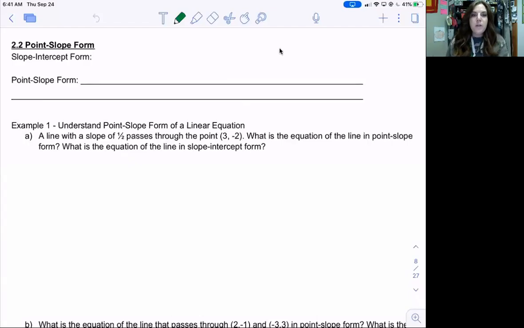Okay, so now we're going to look at our second form of linear equations, and that is point-slope form. So first, let's review slope-intercept form. Remember that was the equation y equals mx plus b, where m is the slope and b is the y-intercept.